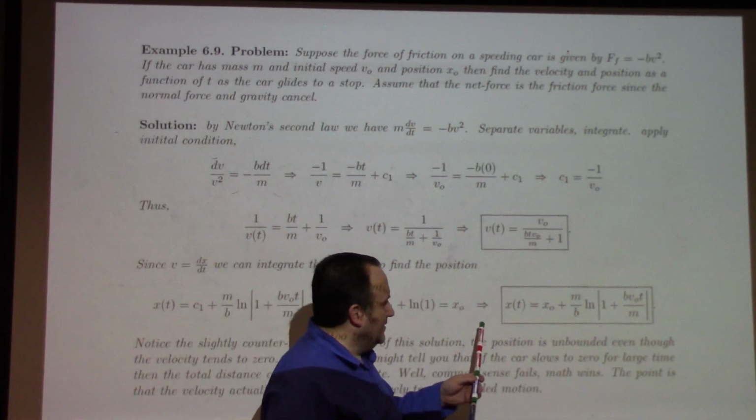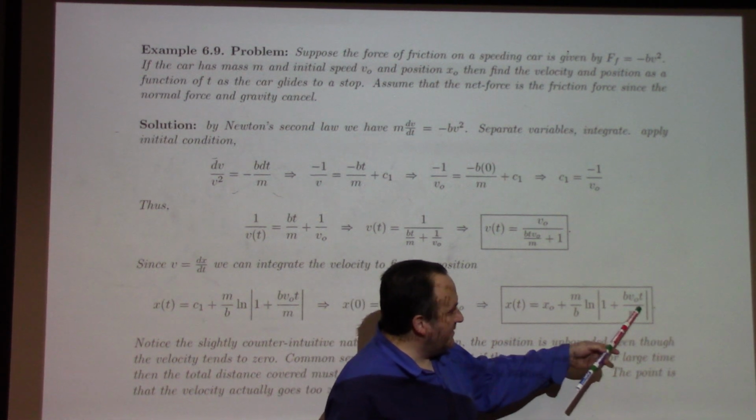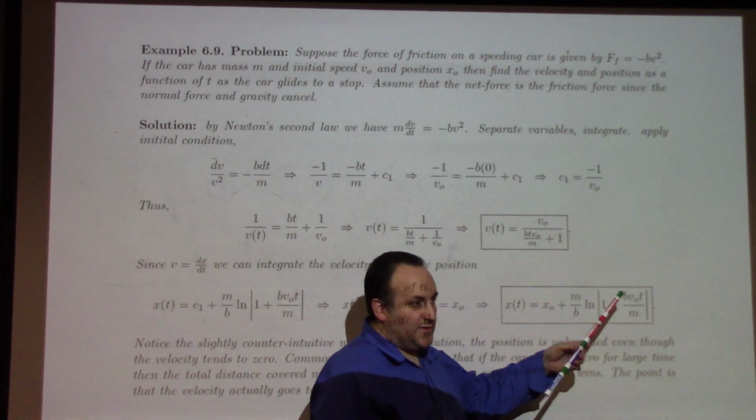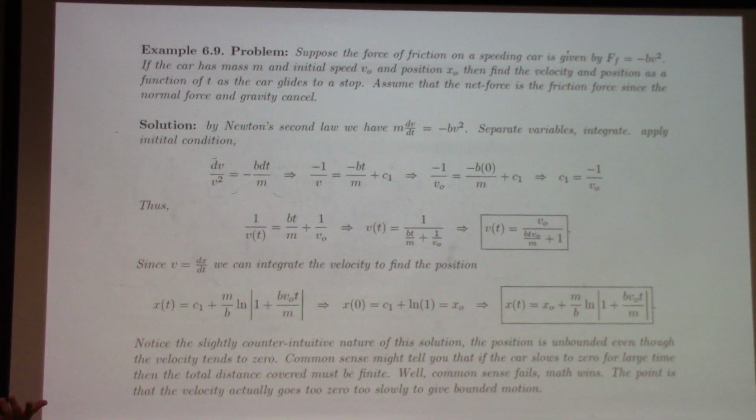Notice this is the position as a function of time, rather. As time goes to infinity, what happens here? You've got log of a super big number, which blows up, right? So this seems counterintuitive, doesn't it? As time goes to infinity, your position is unbounded. And yet, as time goes to infinity, your velocity goes to 0.